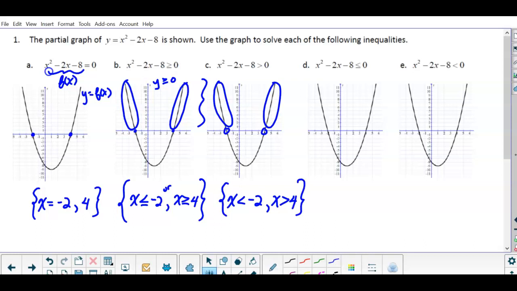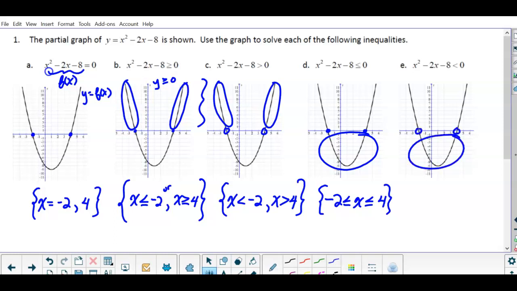Now, less than or equal to. So that's this part here, including the x-intercepts. So that's going to be between -2 and 4. X is between there. So I write down my boundary values, and then I put my x in between with the correct inequality sign, always opening to the biggest number. And then less than is everything here, but not including those values.